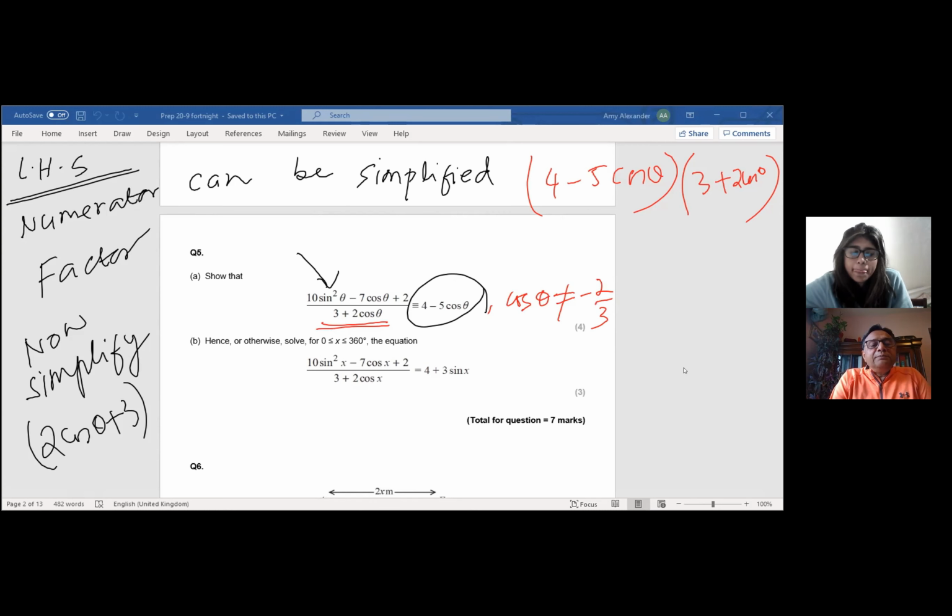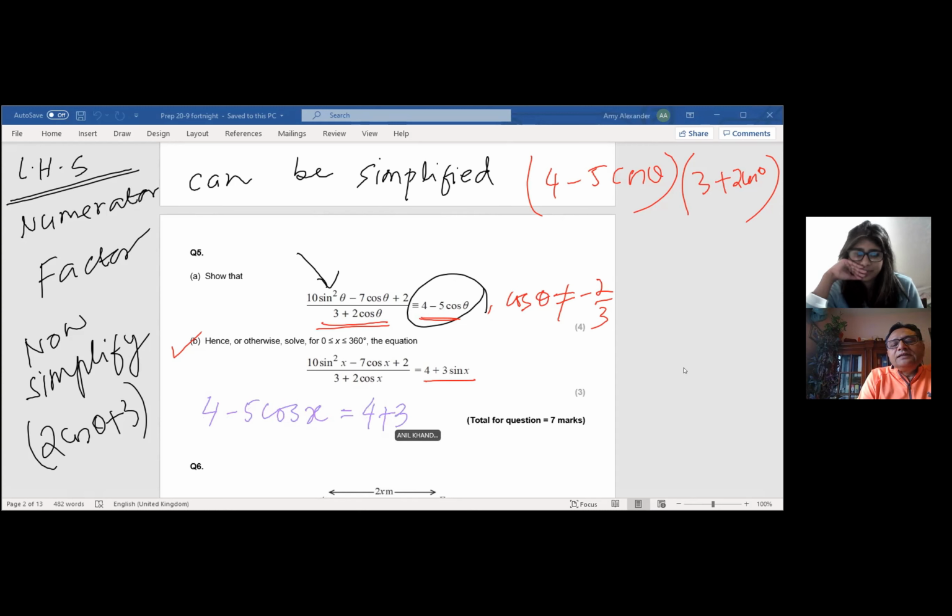And see, the second part is, hence or otherwise, solve for x between 0 to 360 degrees, this equation, right? The same equation, correct? So they slightly change this. Anyway, the left-hand side can be simplified to what I wrote, correct? So I think they're trying to make you solve it. So we'll just have to substitute that. So we'll write this as 4 minus 5 cos x equals 4 plus 3 sin x. Is that clear to you?